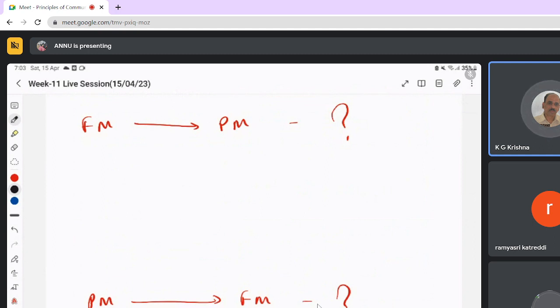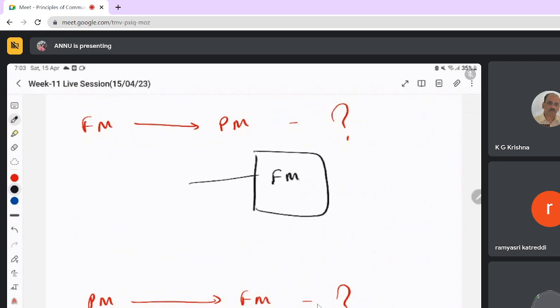See, if you want to get PM from FM, you have to integrate FM. PM from FM, we have to differentiate it, right? Suppose we have FM, so you have to just take d by dt. You will get PM.